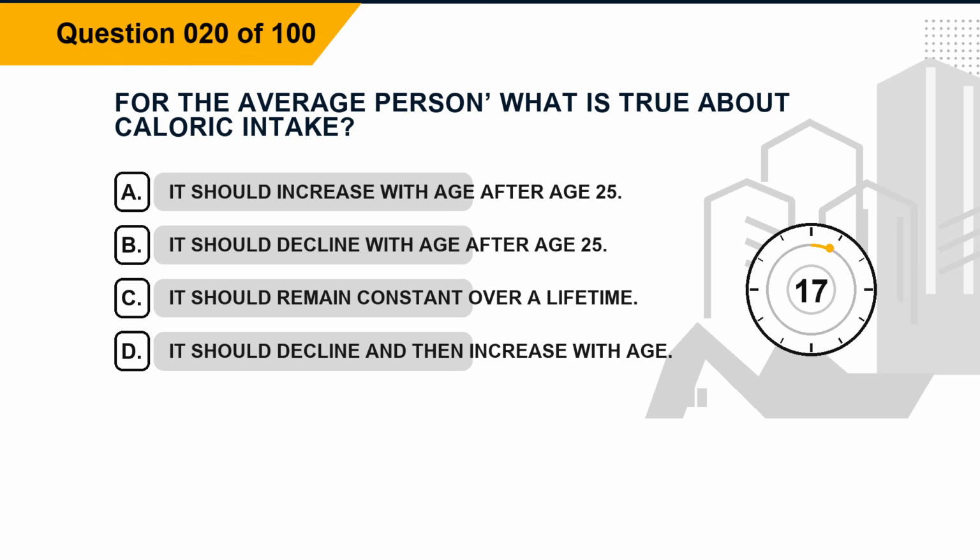Question 20. For the average person, what is true about caloric intake? Option A, it should increase with age after age 25. Option B, it should decline with age after age 25. Option C, it should remain constant over a lifetime. Option D, it should decline and then increase with age.